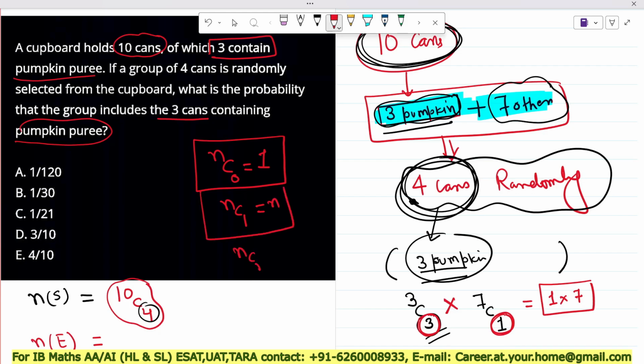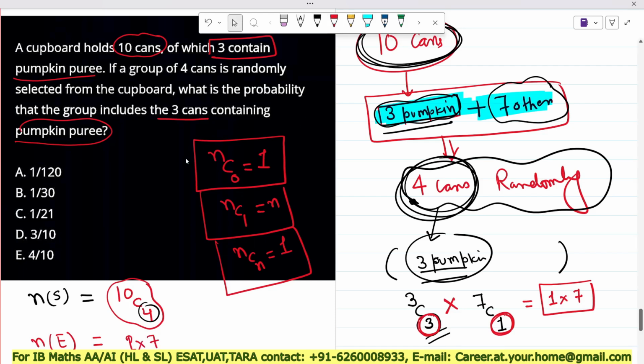NCN is also what? NCN is also 1, correct. It's 1. Very good. So in this way, we have 1 into 7.